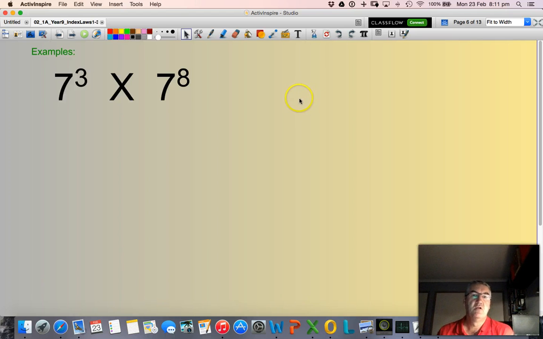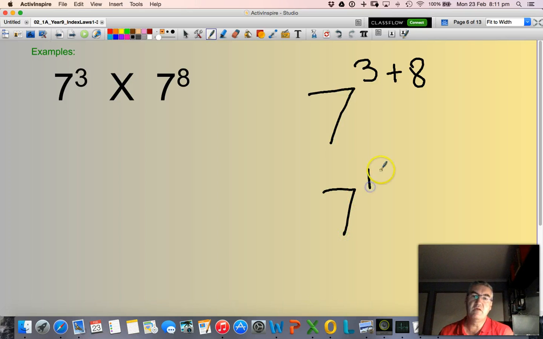So first situation here, I have a base of 7 over here, base of 7 over here. So I can say that my base, when I multiply these together, will become 7, and my index over here is 3, and my index here is 8, so I will look to add these up. 3 plus 8, and that becomes 7 to the power of 11. Okay, let's move on to our next example.